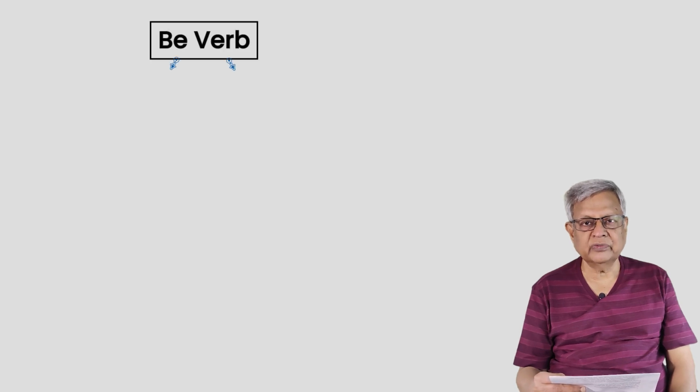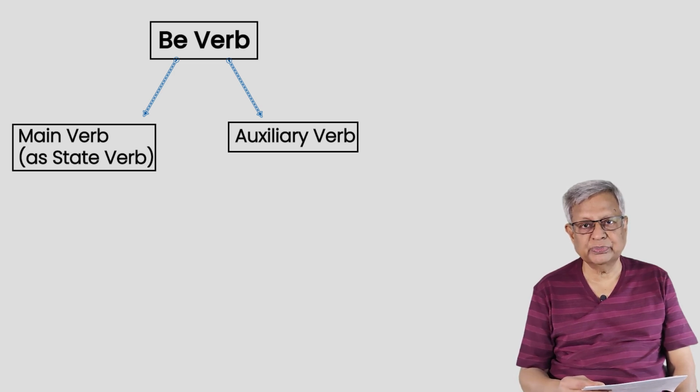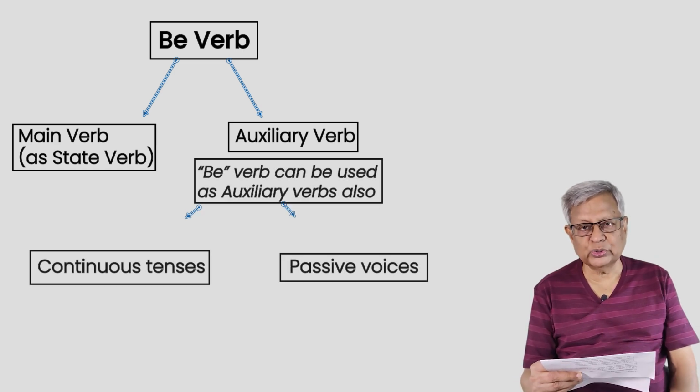Now we are going to see how be verbs are used as auxiliary verbs. We have already seen the be verb used as the main verb, as a state verb. You see the diagram. The be verb is divided into main verb and auxiliary verb. The main verb is used as a state verb, that we have seen. Under auxiliary verb, there are two uses.